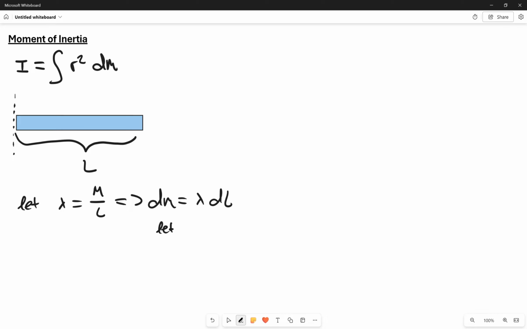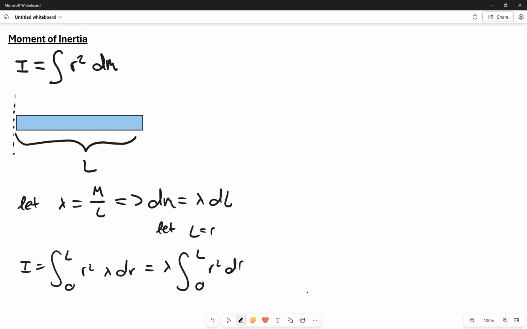So if we let l equal r, the moment of inertia for the rod becomes a definite integral from 0 to L of r squared dm, but dm is lambda dl, and we said l is equal to r, so that's r. We can pull out the lambda because it's a uniform object, so it becomes lambda times the integral from 0 to L of r squared dr. I'll draw an arrow up here. I is then, by the fundamental theorem of calculus, one third lambda L cubed.